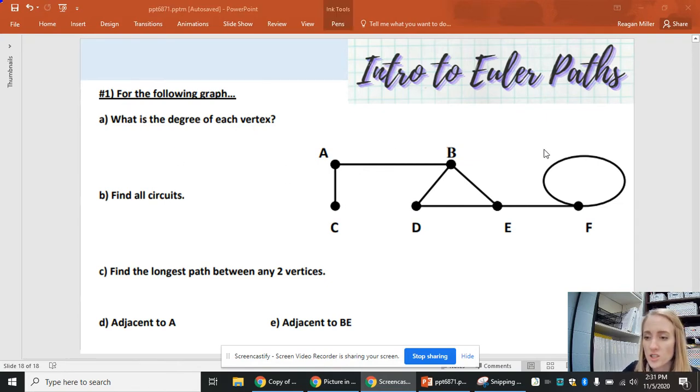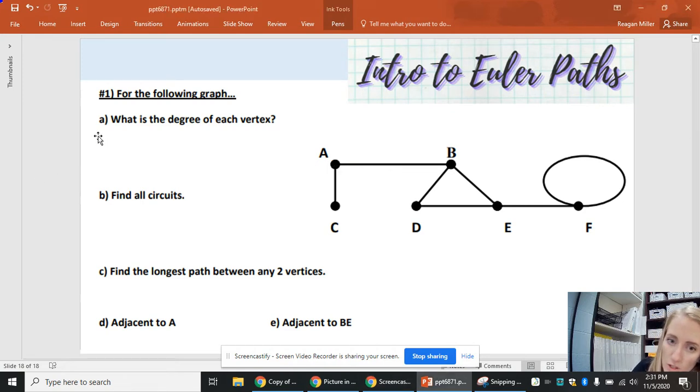So I just have this graph here, okay? And it says for the following graph, what is the degree of each vertex? So first off, the vertices are just the points that are labeled with the letters. So like A, B, C, D, E, and F, those are all of our vertices. And when it's asking us for the degree of each, it's asking us to count how many lines are going out of each vertex.